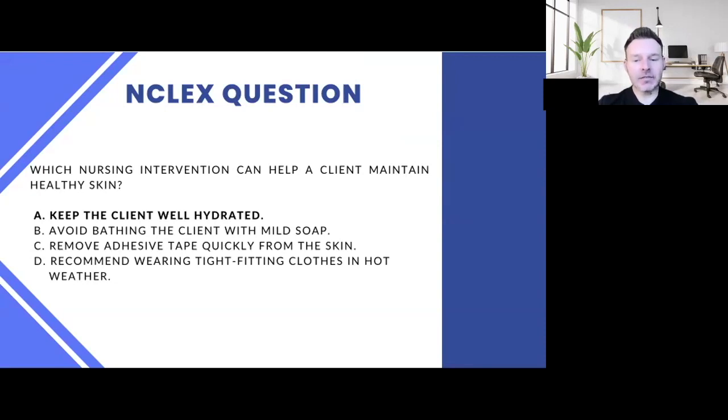C, remove adhesive tape quickly from the skin. Of course, we probably ruled that one out right away because just ripping it off can cause a skin tear. D, recommend wearing tight-fitting clothing in hot weather. That's definitely not recommended. It's going to cause us more sweating, which is our natural way to cool our body. So for that to properly work, we'd want to wear loose-fitting clothing. The excessive sweat from wearing tight-fitting clothing would become a problem because it could lead to potential infections.